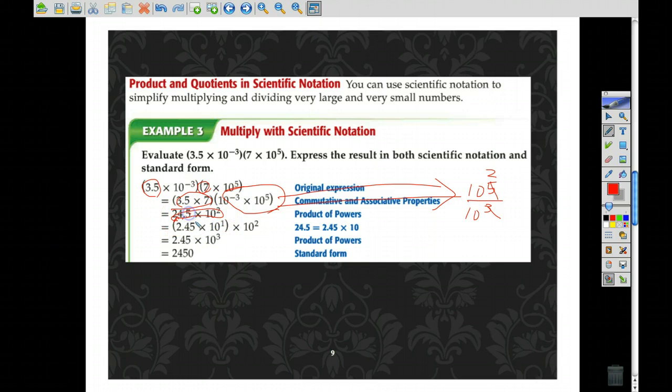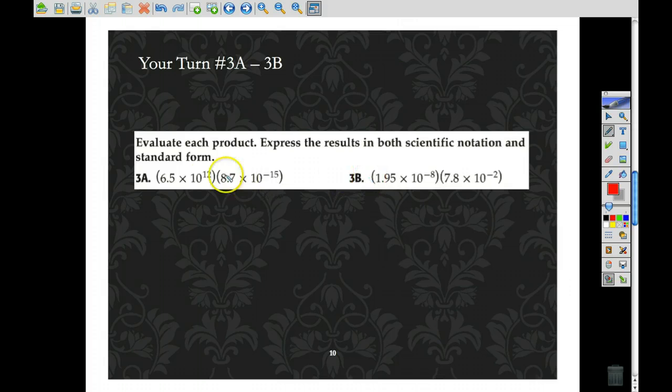So 245, I'm sorry, was that? 24.5. So 24.5 times 100 is 2450. So, and you can use a calculator for that part too. Okay. All right, so go ahead and try these two problems. You are simplifying by multiplying the 10 powers first and then multiply by the digits. Okay. So go ahead, do 3A and 3B and come back when you're done.